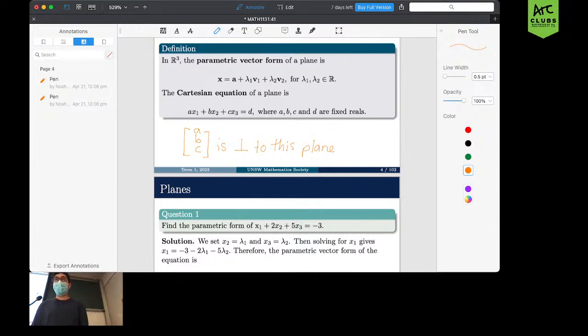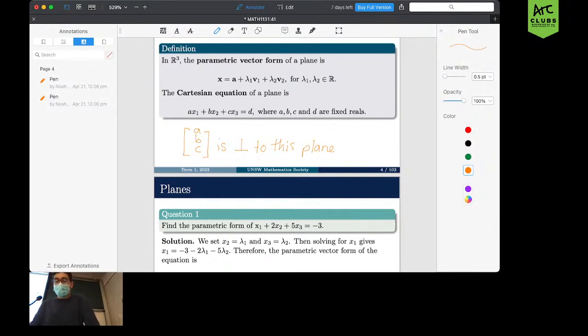Now, we have three variables, x1, x2, and x3, and we can let any two of these be our parameters. It doesn't matter which two you choose. In this case, we're going to let the variables x2 and x3 be our parameters. I'll explain why we didn't choose x1 later. We still could have, but it's a little more inconvenient because we'll be dealing with fractions. If we set x2 to be lambda 1, our first parameter, and variable x3 to be lambda 2, our second parameter, then we rearrange and we can get an equation for x1 in terms of the two parameters. We get -3 minus 2 lambda 1 minus 5 lambda 2.